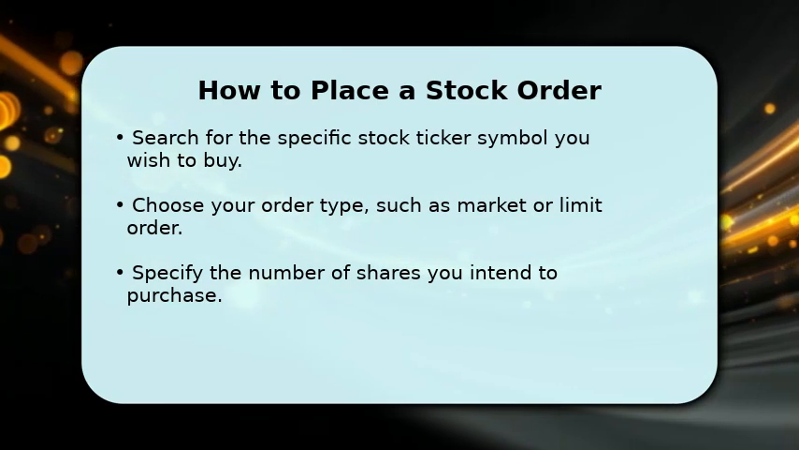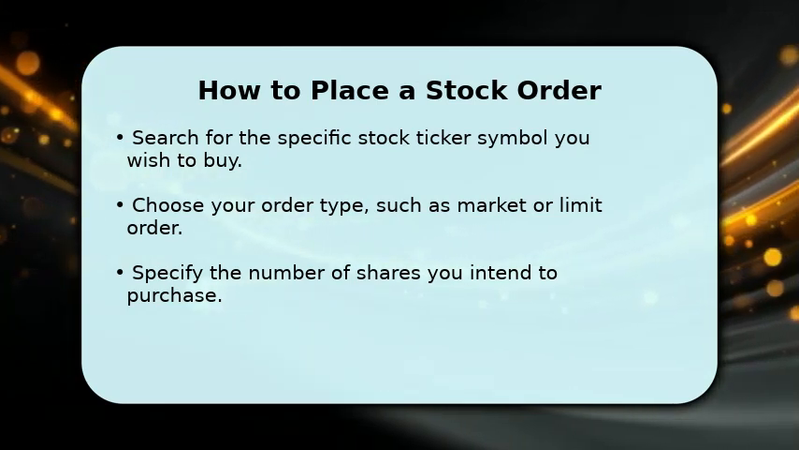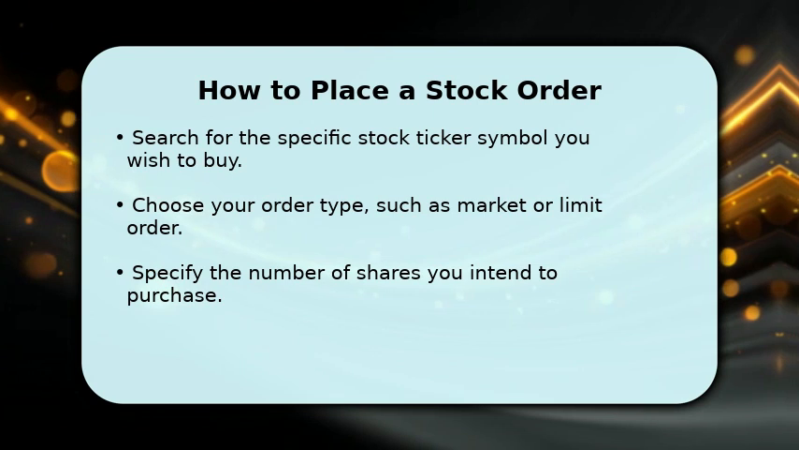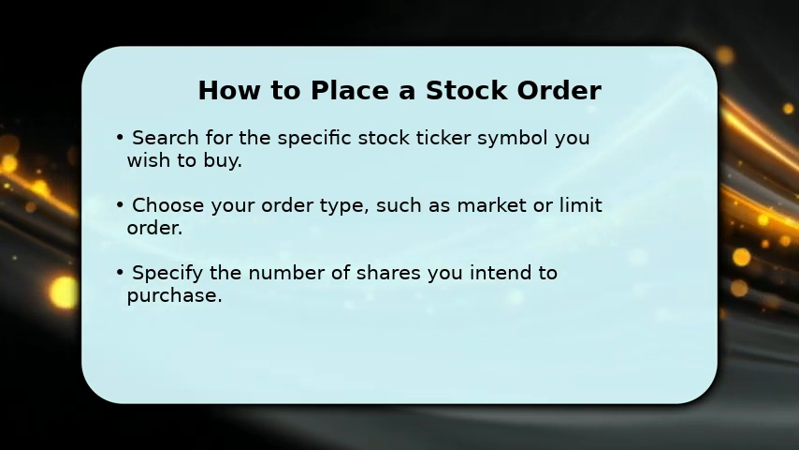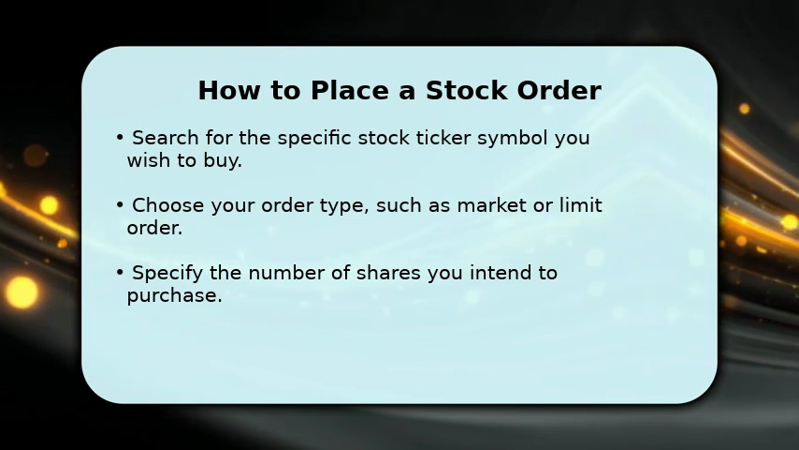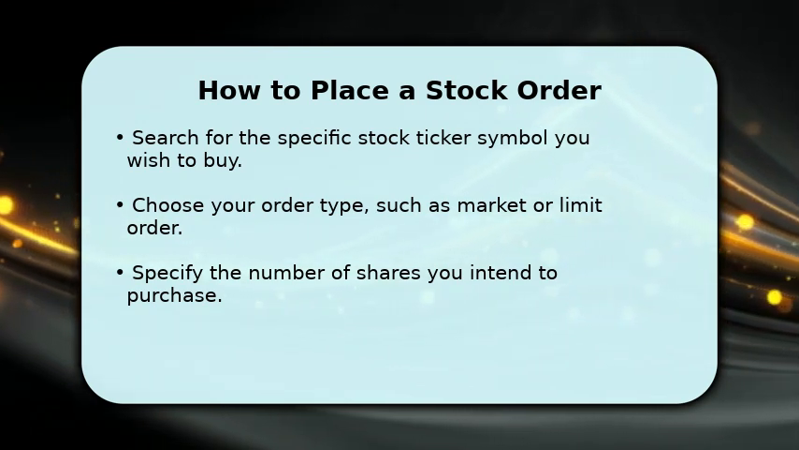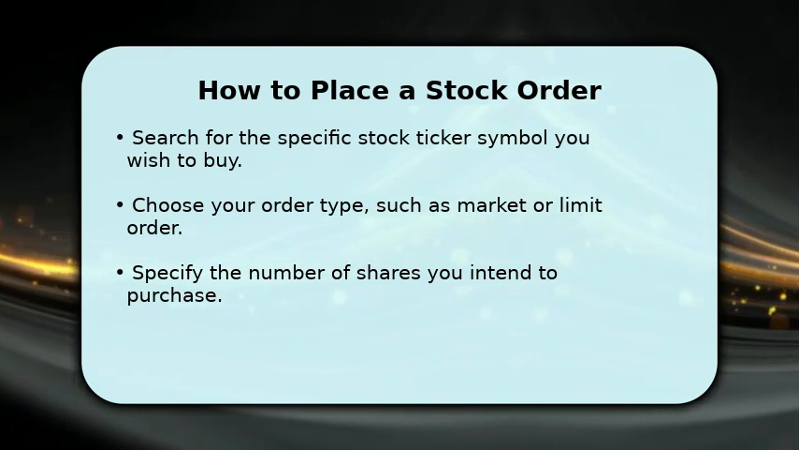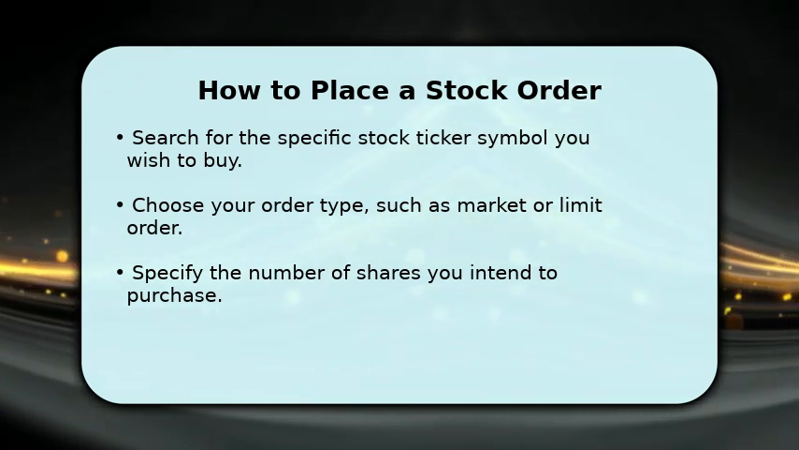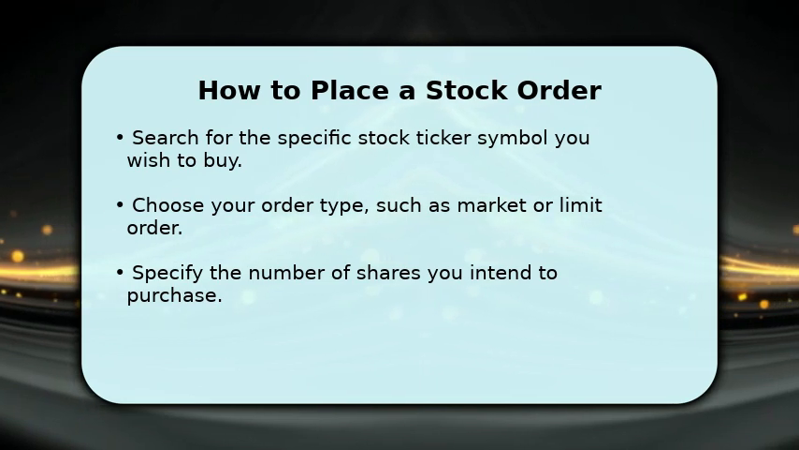Now, let's place an order. Use the search bar to find the stock you want by its ticker symbol, like AAPL for Apple. Next, decide on your order type. A market order executes immediately at the current price, while a limit order lets you set a specific price. Finally, enter the number of shares you want to buy. Review all details carefully before proceeding to the next step.